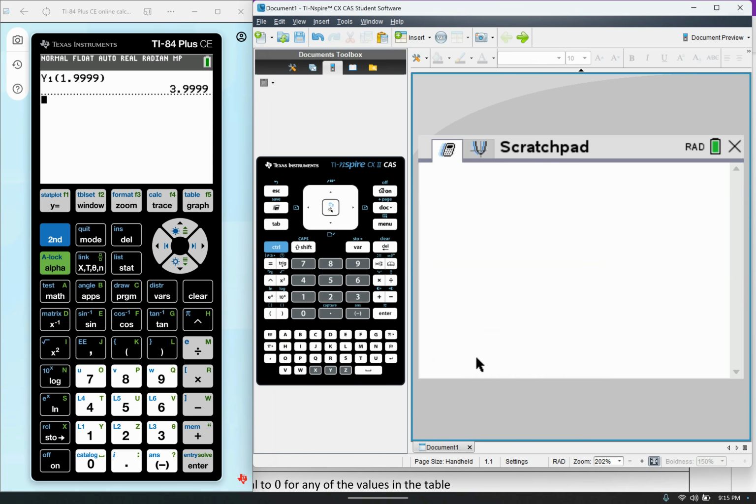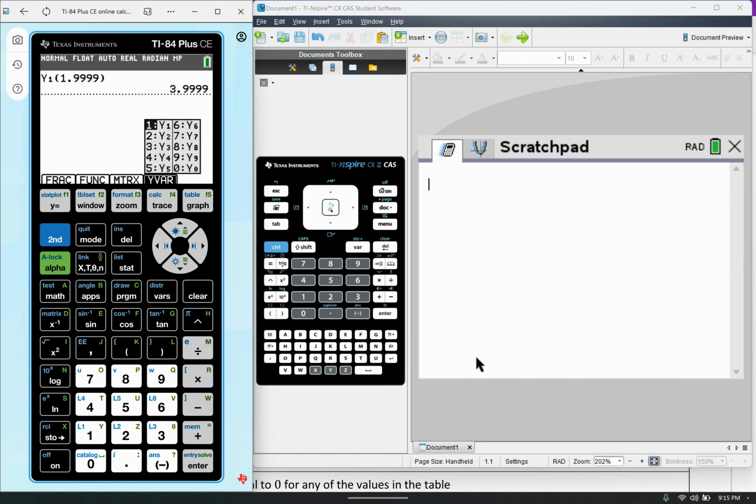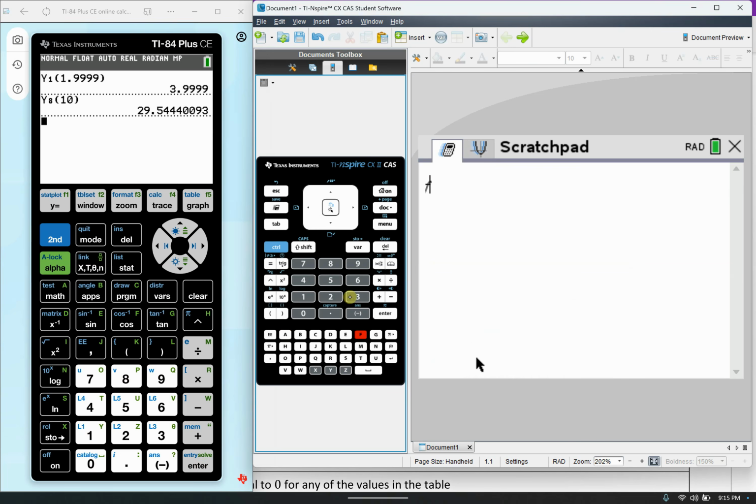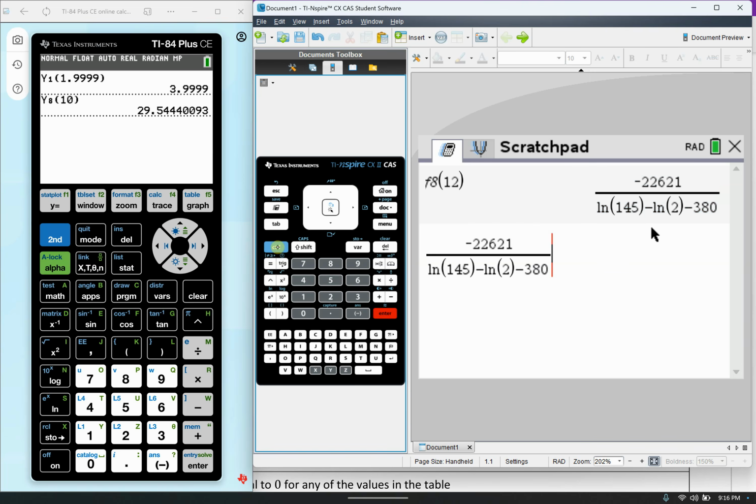So I'll use the 84 to find the value at 10, and I'll use the Inspire to find the value at 12. Right? So alpha, f4, and I'm going to do y sub 8, which is 8. So I'm going to do y sub 8 of 10. Okay? And then on the Inspire, I'm going to do f8 of 12. Don't forget your parentheses. Now, mine's a CAS calculator, so it gave me the exact answer, and it's like, look how helpful I am. I didn't want it to be that helpful, so I'm going to do Control and then Enter to get the approximate value.